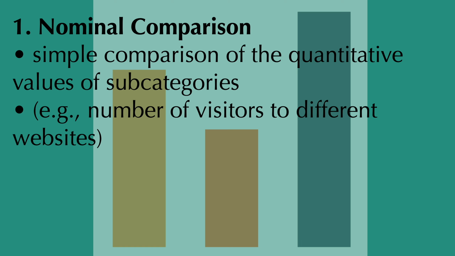This is a simple comparison of the quantitative values of various subcategories. For example, the number of visitors to different websites. As you see in the background, there's this bar chart with 3 bars. Pretend that each colored bar is a different website, and you can see by the vertical axis which one has the highest. You say the green, whatever website that would represent.